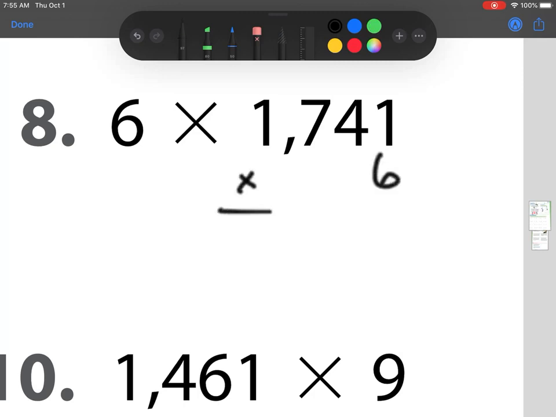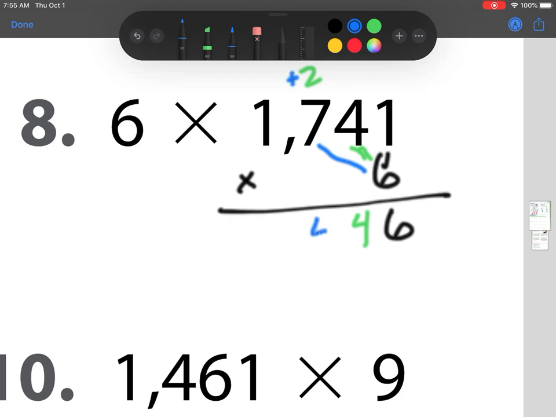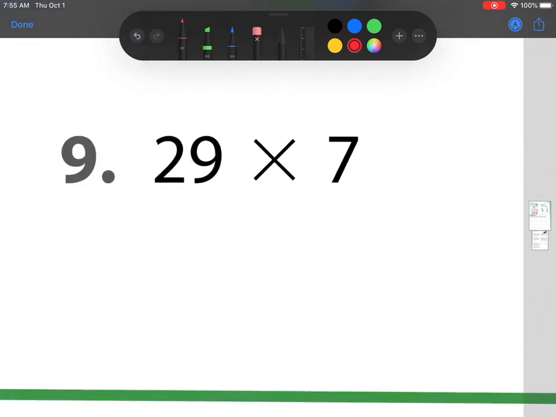Okay, our next one, regrouping, and I'm going to use the standard for this one. 6 times 1 is 6. 6 times 4 is 24, so I put that 4 down, regroup the 2. 6 times 7 is 42, plus 2 is 44, so write that 4 and regroup the 4. And lastly, 6 times 1 is 6, plus 4 is 10, for 10,446.